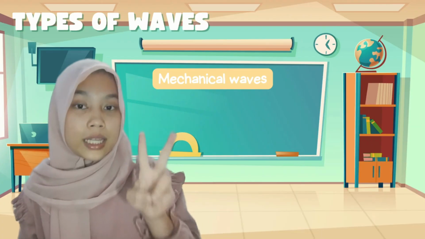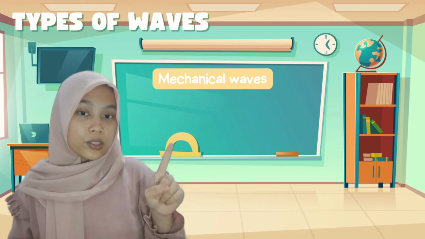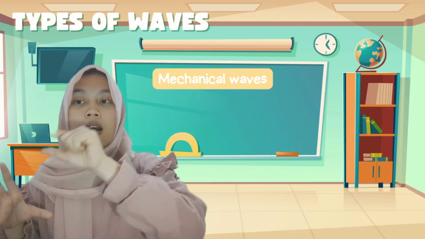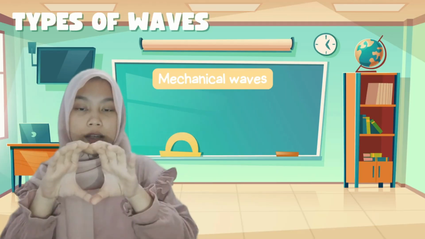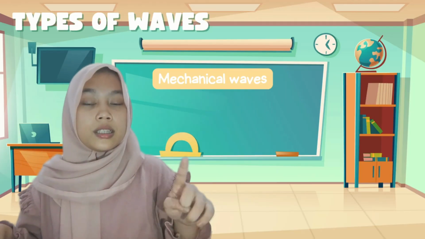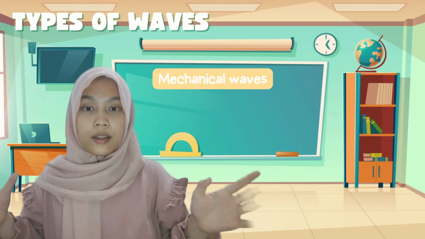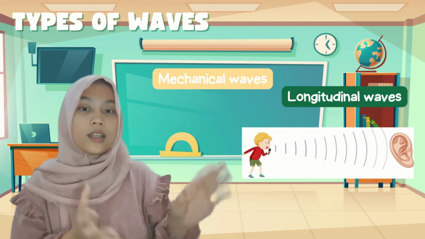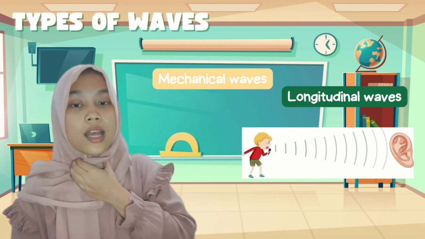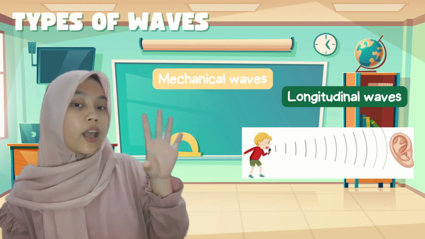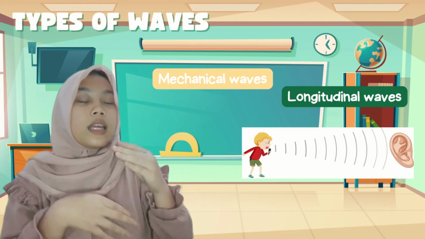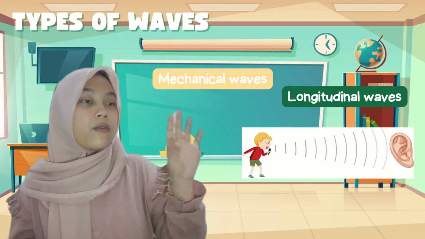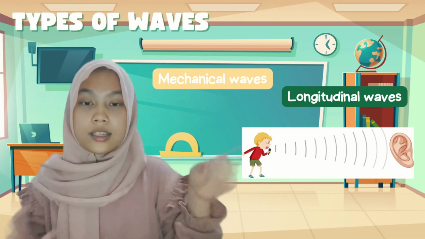And the second type of mechanical wave is the longitudinal wave. In a longitudinal wave, the particles move back and forth, parallel to the direction of the wave. For an example, when you talk to someone, your voice will vibrate, and the vibration will push the air particles and create a wave that travels through the air to the listener, just like this.